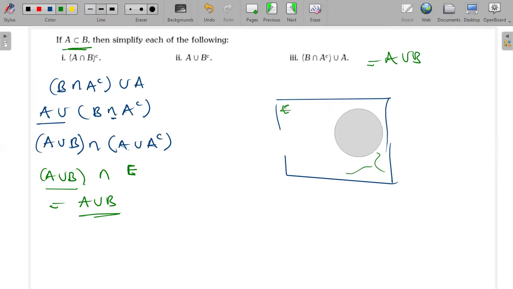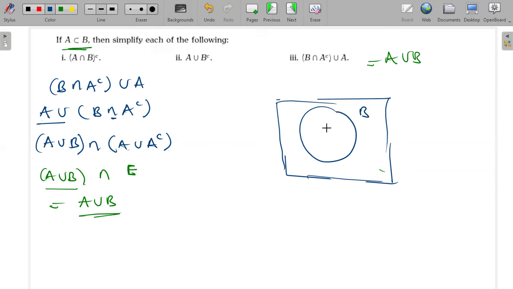So let me erase this. The elements that are in both A and B, combining those elements. So you have B there outside, and then you have A there. So elements that are in both A and B will be this here. So that's my A union B. But my A union B is just the set B. So this simplifies to B, and our final answer there is just going to be equal to B. Right, so that's how you would solve this question.